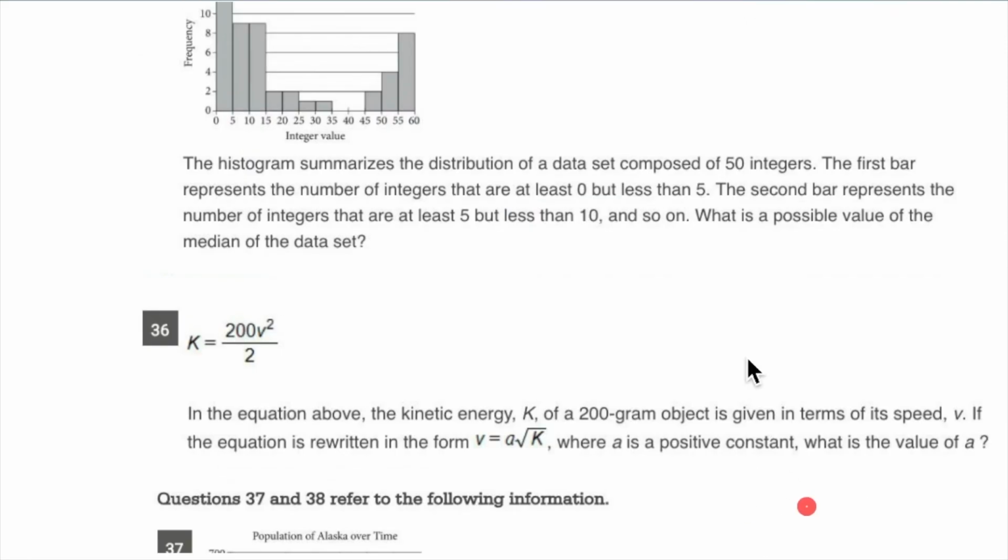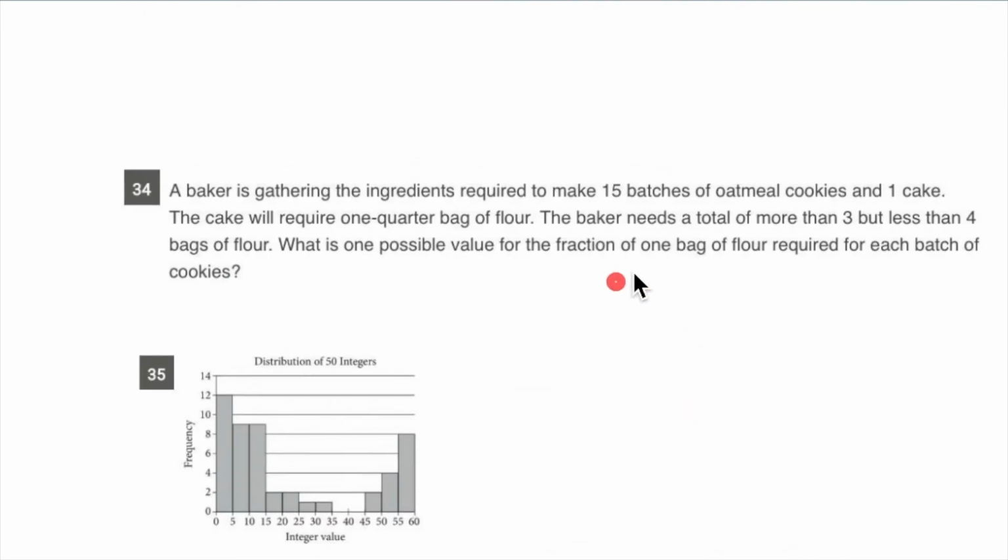33. A baker is gathering the ingredients required to make 15 batches of oatmeal cookies and 1 cake. The cake will require 1/4 bag of flour. The baker needs a total of more than 3 but less than 4 bags of flour. What is one possible value for the fraction of 1 bag of flour required for each batch of cookies?